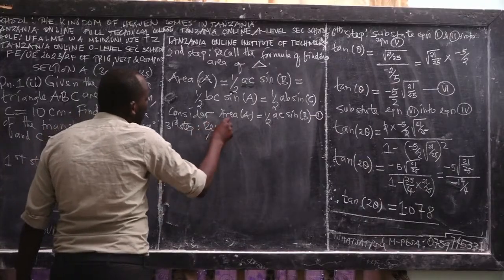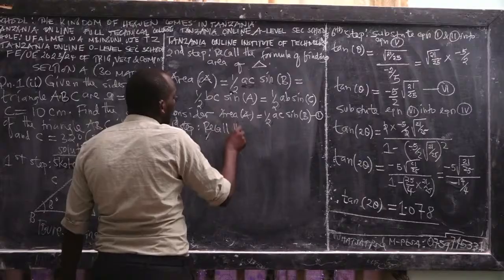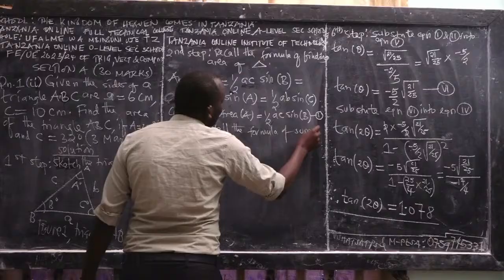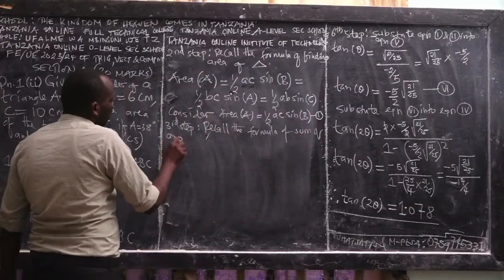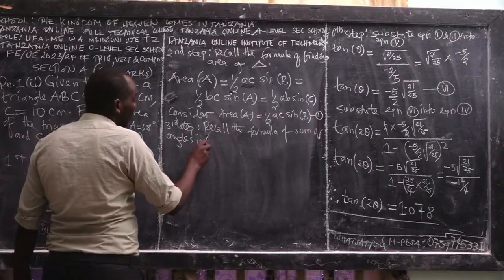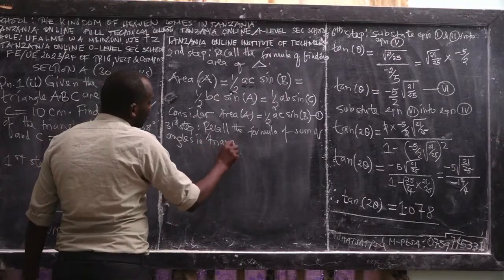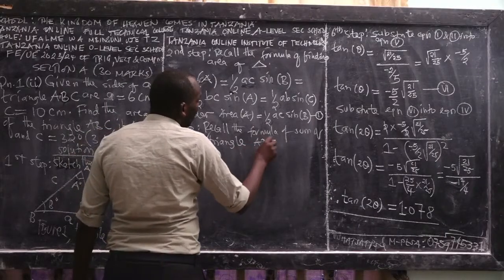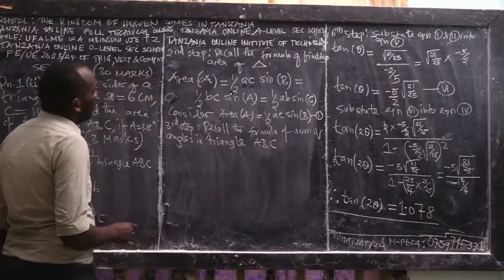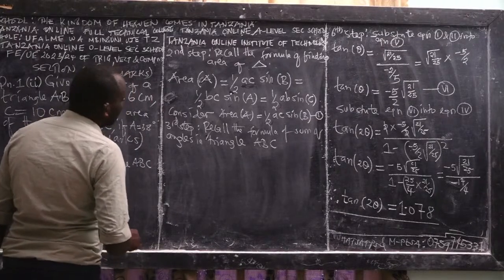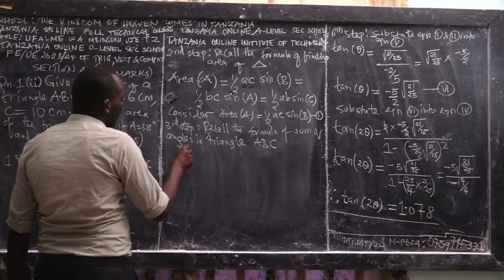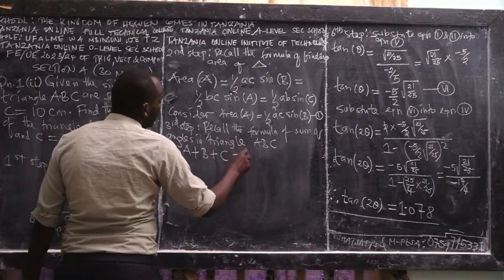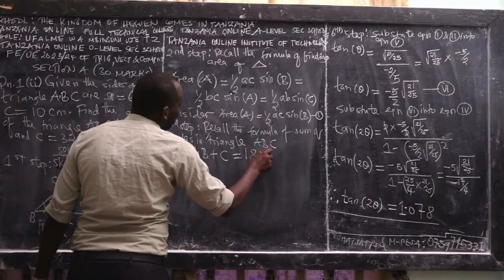Recall the formula of sum of angles in a triangle. Triangle A, B, C. So, what do we say? The sum of the angles, angle A plus angle B plus angle C, is equal to 180 degrees.